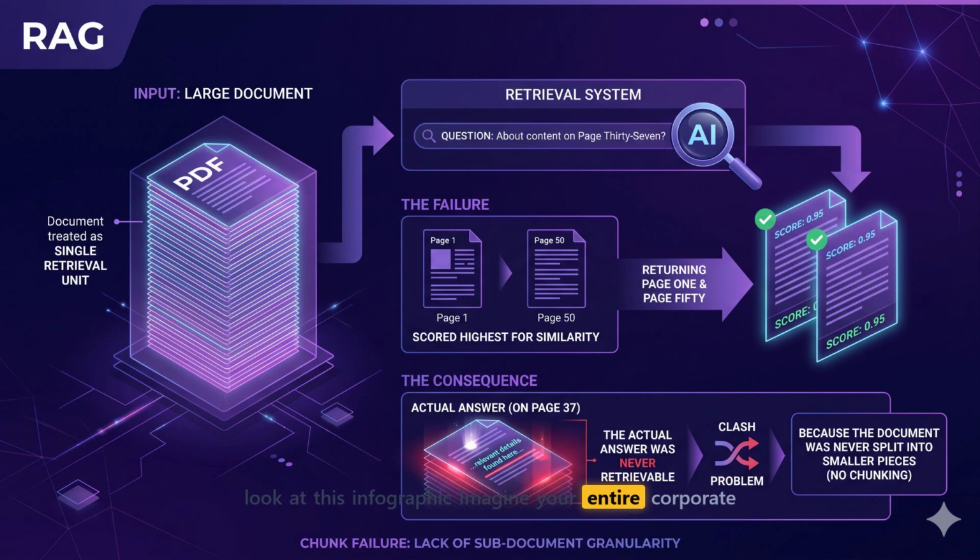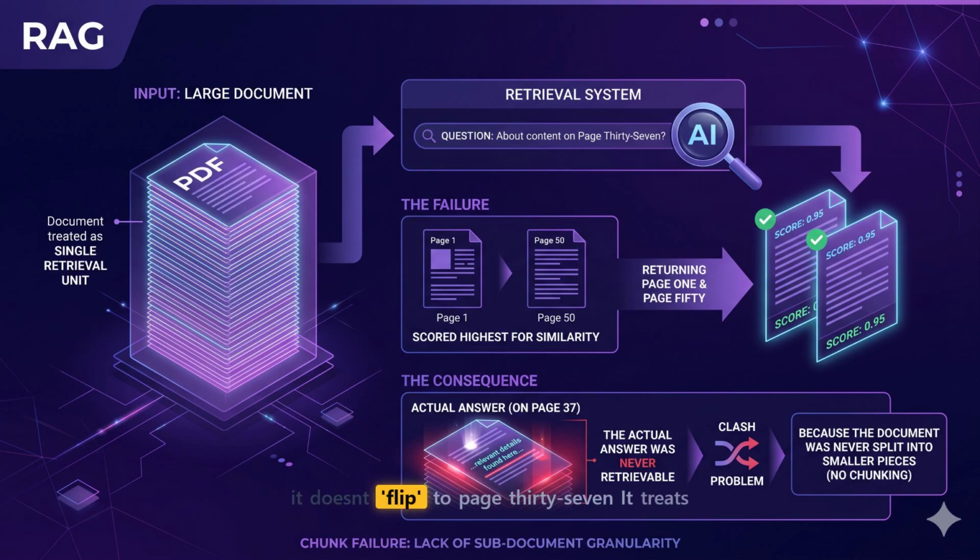Imagine your entire corporate data library is like this one massive monolithic 50-page PDF stack on the left. The RAG system didn't create an index. Instead, it's like trying to find a specific data point by only reading the front and back cover of that giant book. When you ask the system, where is the specific content on page 37? You can see the question right there on the search bar.